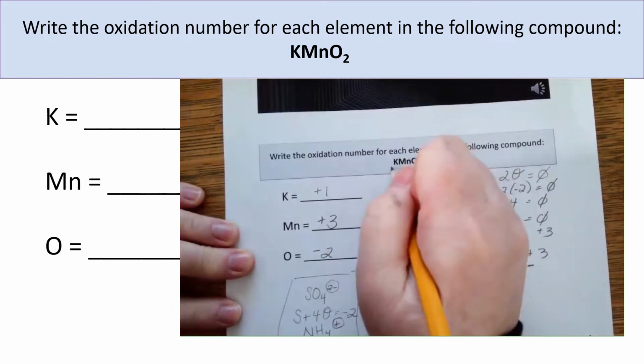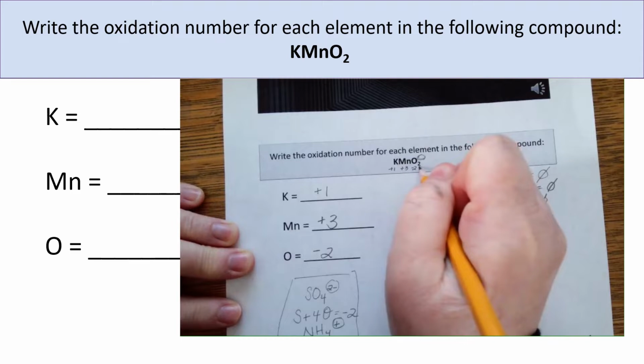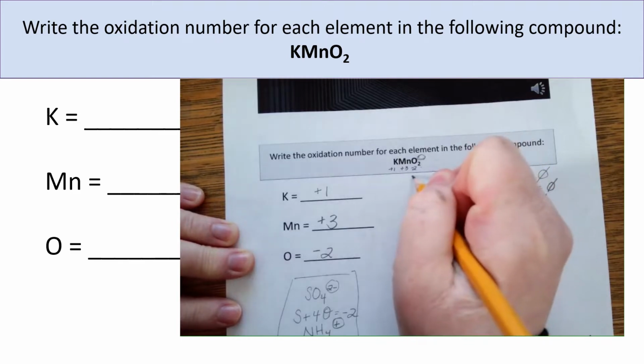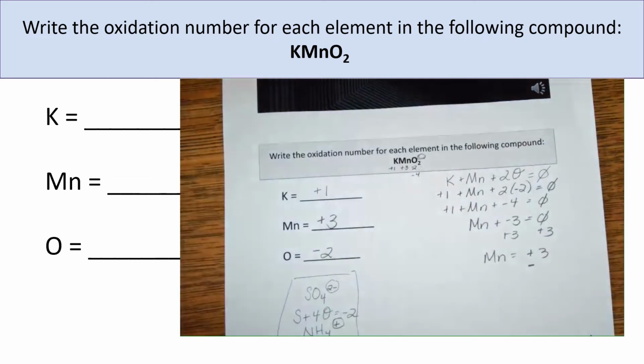K is +1, Mn is +3, and O is -2. But there are 2 O's, so that's -4. So I have +4 and -4. Brilliant. That's it.